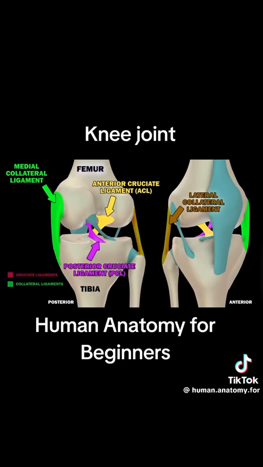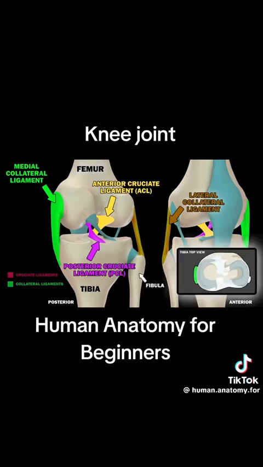However, it runs from the femur to the fibula. Note that the medial collateral ligament is significantly wider than the lateral collateral ligament. Together, the medial and lateral collateral ligaments resist sideways movement of the bones relative to one another.